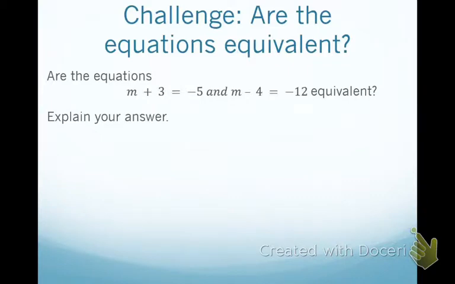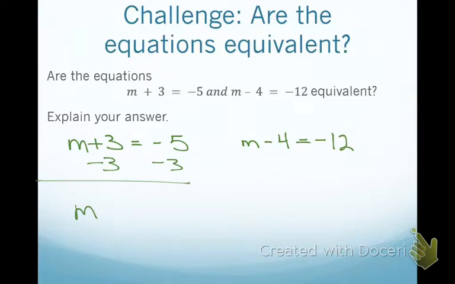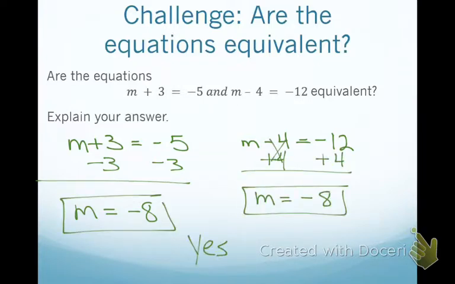Okay, so n plus 3 equals negative 5. What do I do to both sides? I'm already adding, so subtract 3 from both sides. What's negative 5 minus 3? Negative 8. Okay, what do I do to both sides on the second equation? I need to add 4. And what do I get? Negative 8 again. So because my solution is the same number, they are equivalent. If they were different numbers, then they would not be. Any questions?